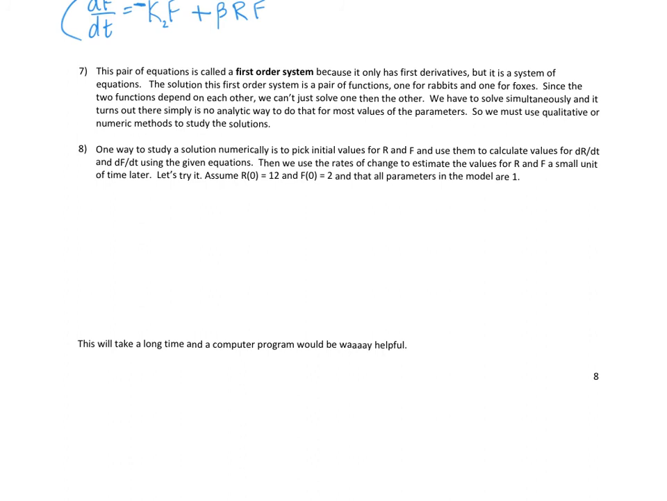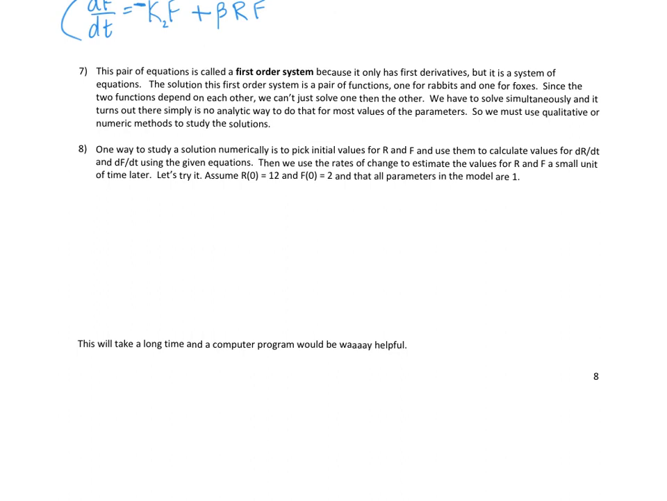And then the fox population, 1 week later, the fox population started with 2 foxes, and I'm adding now 22 foxes per week. So I'm going to add 22, and I now have 24 foxes. 0 rabbits, 24 foxes.